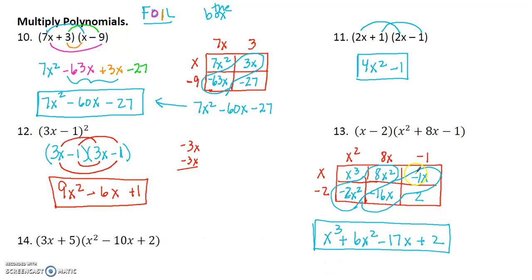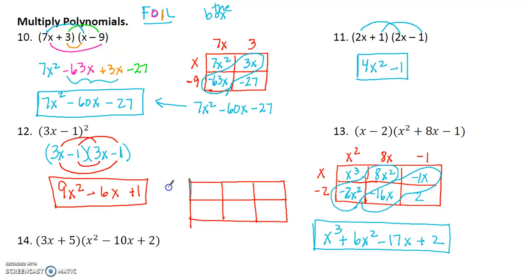And we need to do it again over here for number 14. So let me get rid of this. Give us a little space. Okay, again, I'm going to do the box, right? Again, it's a 2 by 3, so I'm going to draw a 2 by 3. So we're going to have 3x and a positive 5. And then I'll have x squared and a minus 10x and a positive 2.